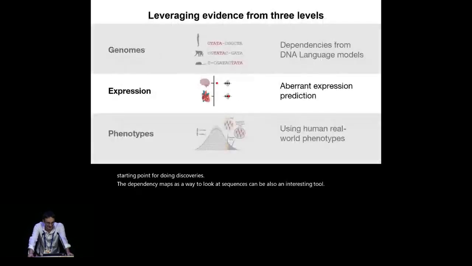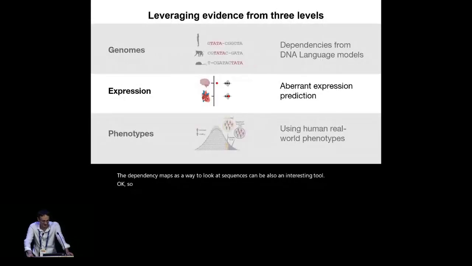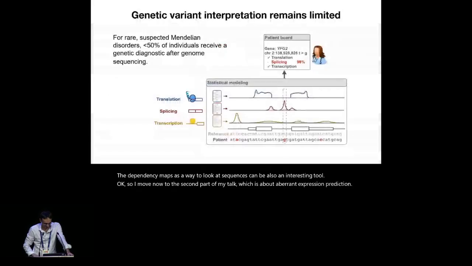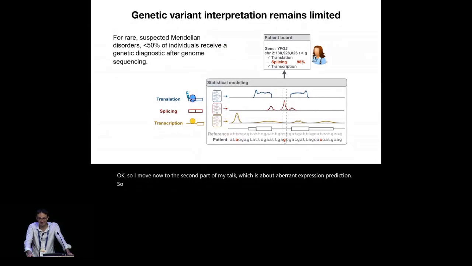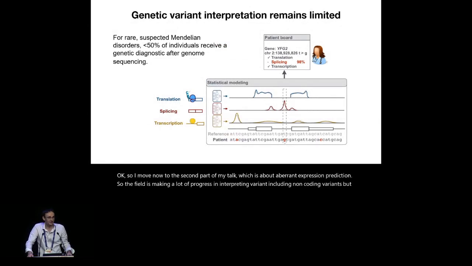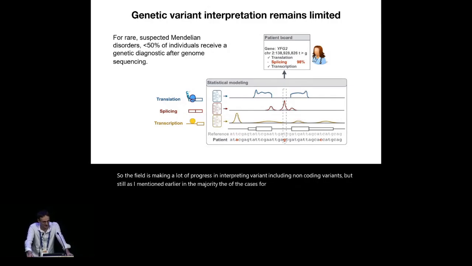Okay, so let's move now to the second part of my talk, which is about aberrant expression prediction. The field is making a lot of progress in interpreting variants, including non-coding variants, but still, as I mentioned earlier, in the majority of the cases for individuals that receive a genome sequencing for a suspected Mendelian disorder, we are not able to pinpoint the genetic cause. And so alternative ways are needed.